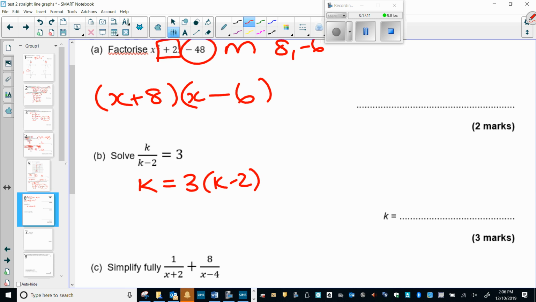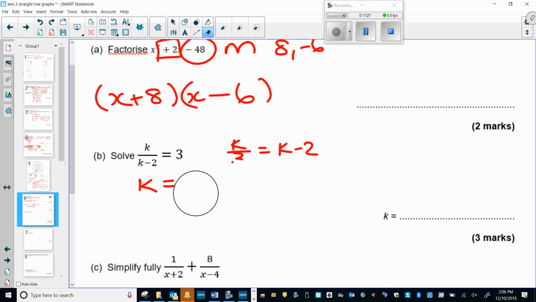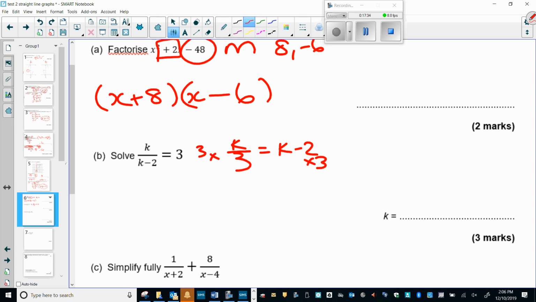I switched the k take away 2, and I swapped your separations, you can do that. And then from there, I had k divided by 3, and I timesed that by 3, which made the k take away 2 on the other side be times by 3. So you multiply both sides by 3. And then from there, k is equal to 3k take away 6.